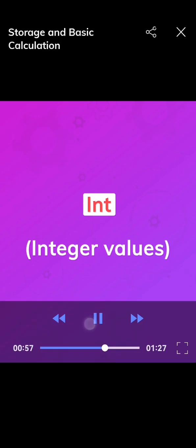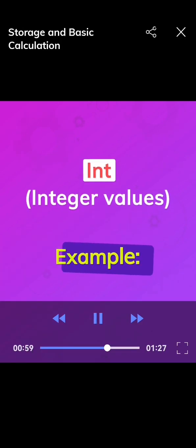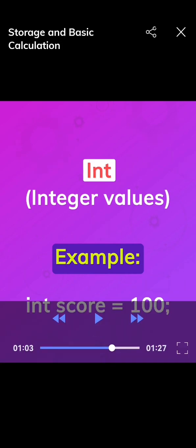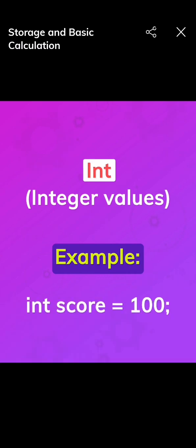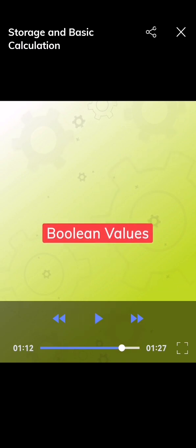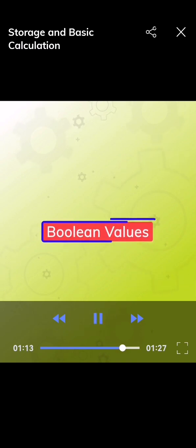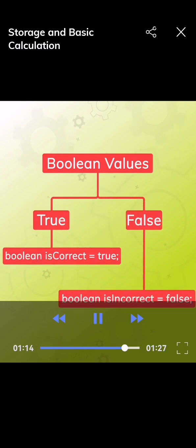For storing numeric type of variable, we use the term int. Int stands for integer values. Example, int score equals 100. This will store the value 100 in the variable we named score. For decision making, Java uses Boolean values. These Boolean values are true and false.